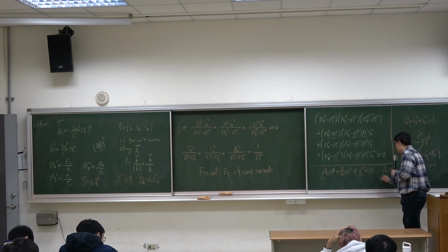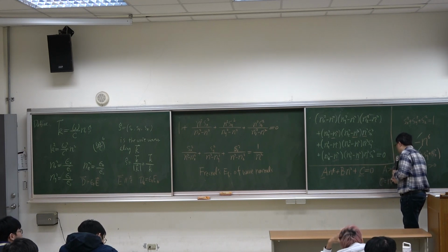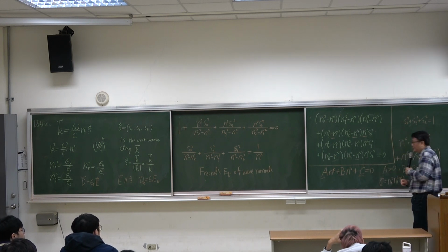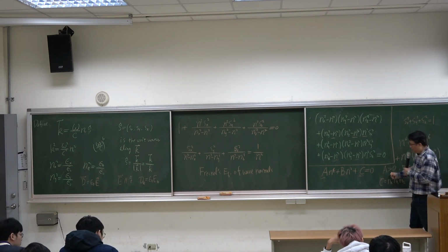In fact, C is just nx squared times ny squared times nz squared. C is just this. B is a negative number, and A is a positive number.